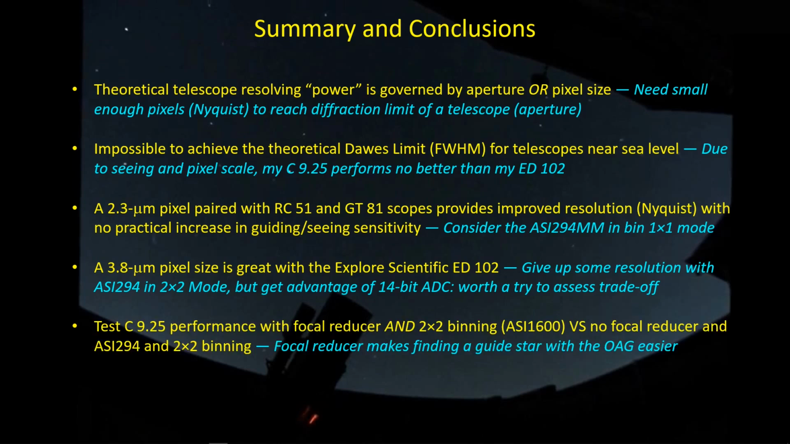SCT performance with the focal reducer and 2x2 binning is probably about as good as I'm going to get with my seeing here. I'm also interested in testing out the performance of my SCT with the focal reducer and 2x2 binning with the ASI 1600, and then comparing that to the performance I get with no focal reducer and the ASI 294 in 2x2 mode with the added tonal resolution provided by the 14-bit ADC.